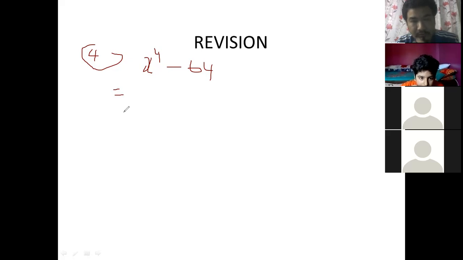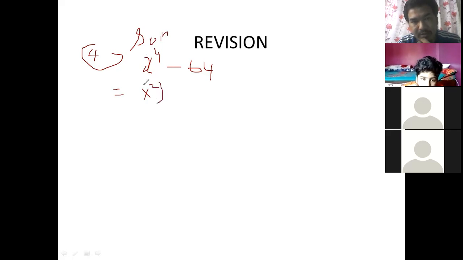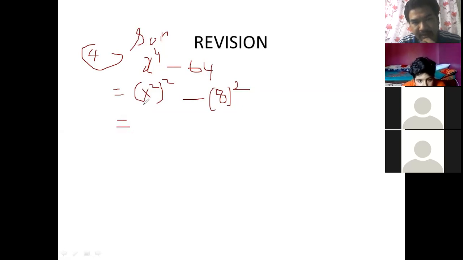Sir, x to the power 4 minus 64. First of all, we have to write the solution. This is the solution. Before this, there is the question. And we have to express them in squares first. A square, do you know what this A actually is? Inside this bracket, A is x square, whole square. And 64 means what? 8 is 8 square. Then can you tell what is in place of A here?